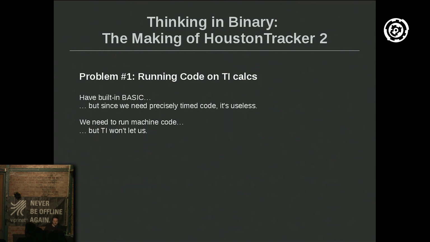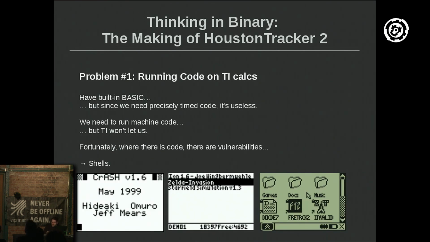But TI won't let us run machine code. Fortunately, this problem was solved quite a long time ago, because where there's code, there are probably vulnerabilities, and there are vulnerabilities in the TI operating system. Already in 1997, that's like 4 years after this thing came out, there were some clever guys named Matthias Lindqvist and Jonas Justesen. And also earlier on the TI-85, there was a guy named David Boozer.